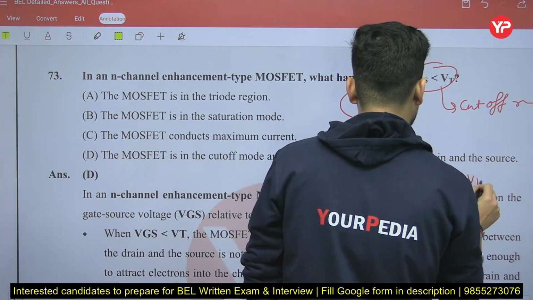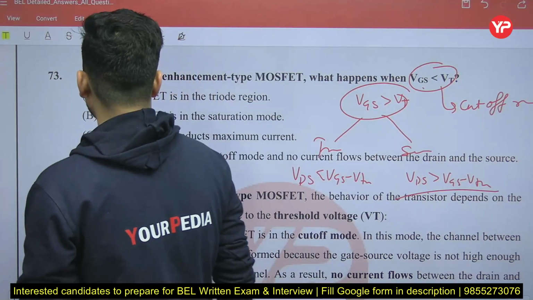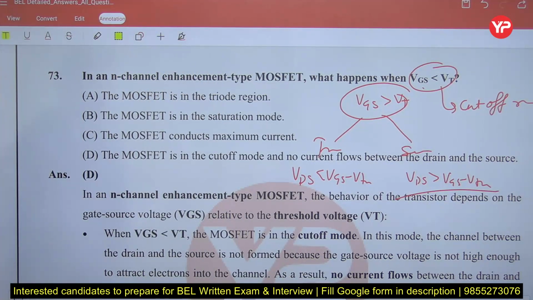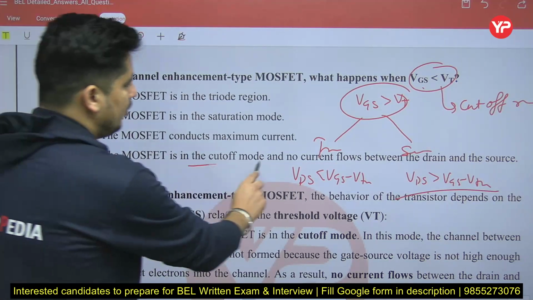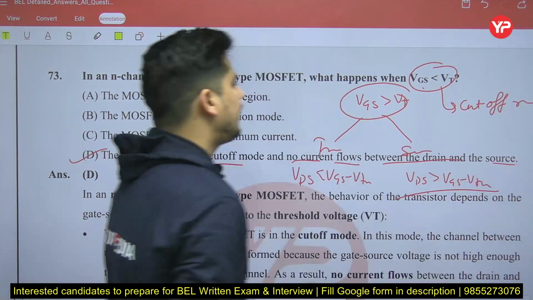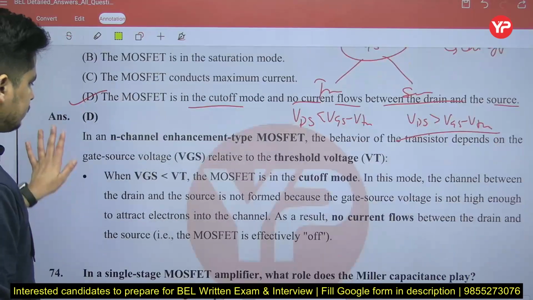So basically, whenever your VGS is less than VT, then your transistor will work in the cutoff region and there will be no current flow. Cutoff region means open circuited. Your MOSFET will behave as an open circuit. There will be no current flow in the cutoff mode, no current flow between the drain and source.